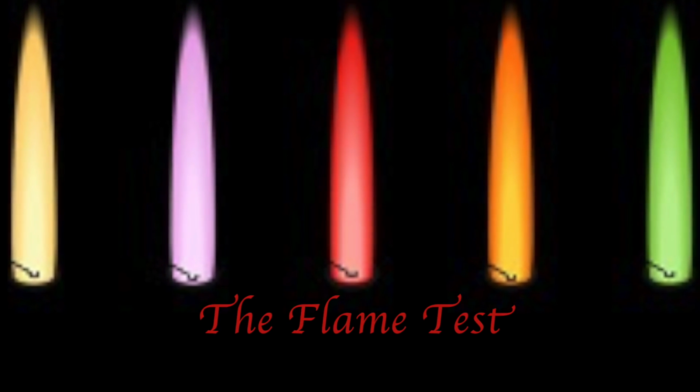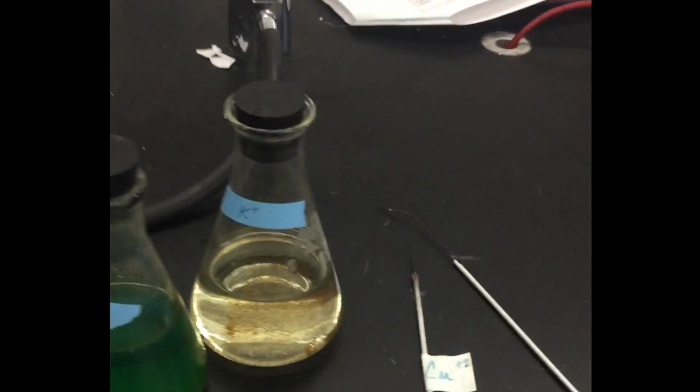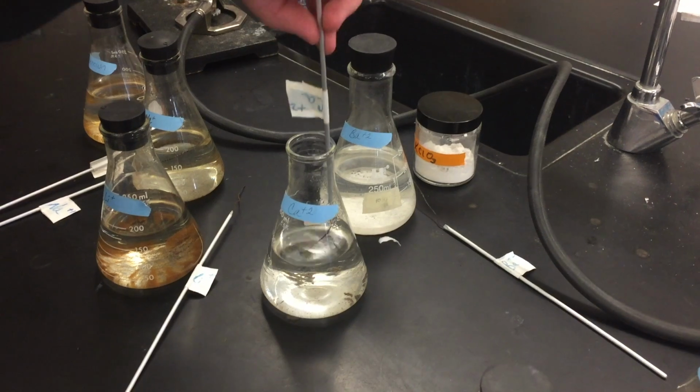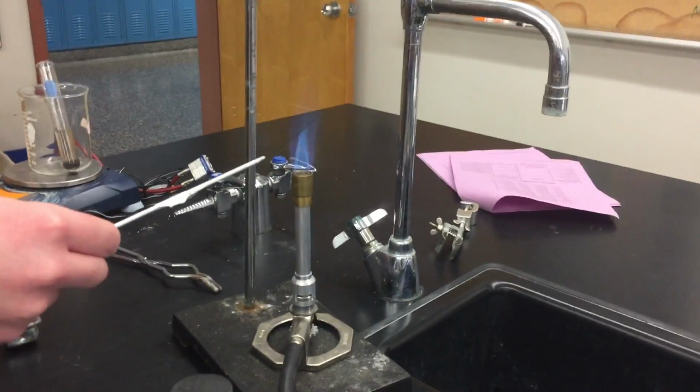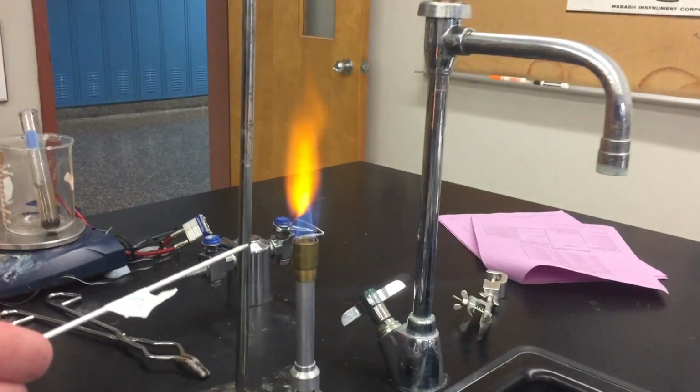The first demo we're doing for the emission spectrum is the flame test. To perform this test, we are going to be using pieces of metal, different element ions, and a Bunsen burner. The first ion we'll be using today is the calcium ion. Now Derek is coating the piece of metal with the calcium ion. He then inserts the metal into the blue cone of the flame.